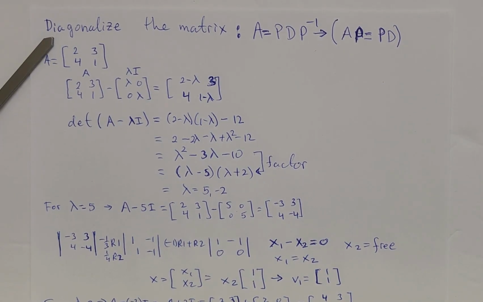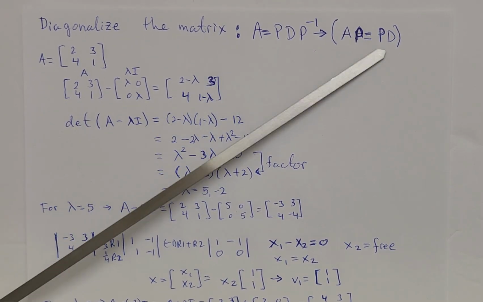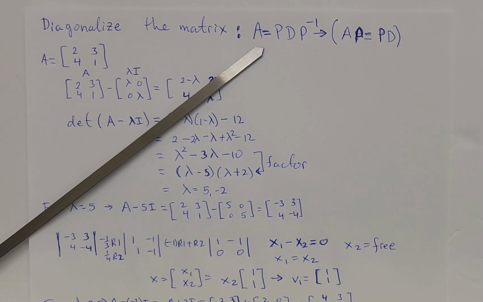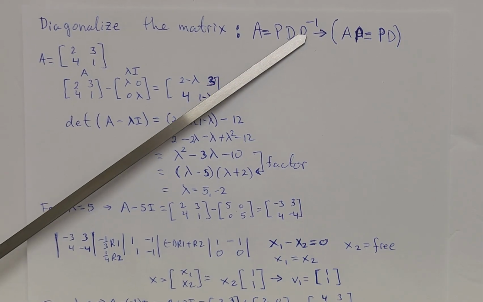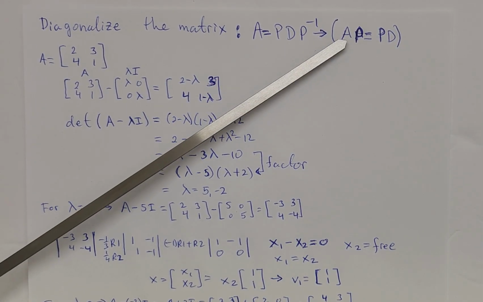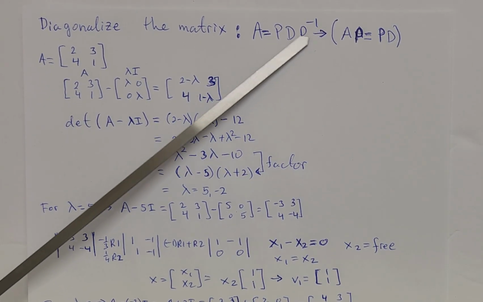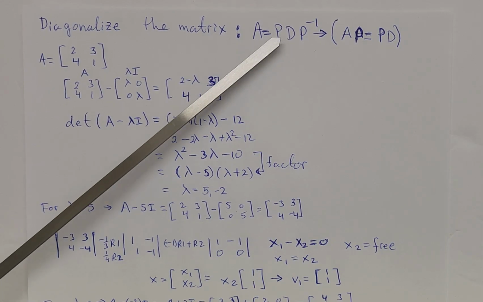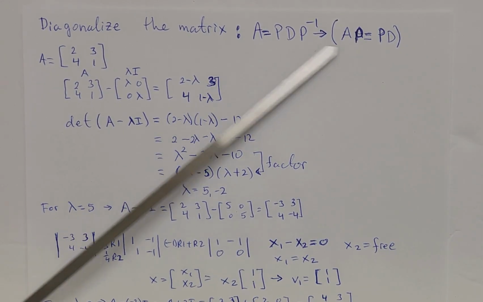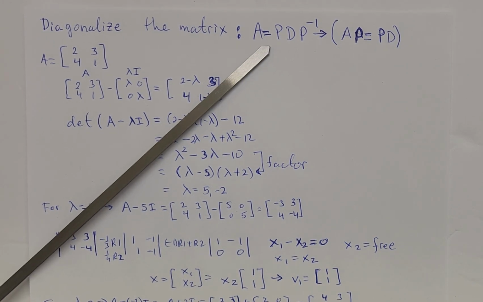This lesson is diagonalize the matrix, and here you have two forms. Both of these forms are the same thing, it's just rewritten in a different way. Here I have A = P D P inverse, which is also the same as AP = PD. All you have to do is take this inverse, write it over here, and then you have AP = PD. Again, these two forms are the same thing, just rewritten in a different form.